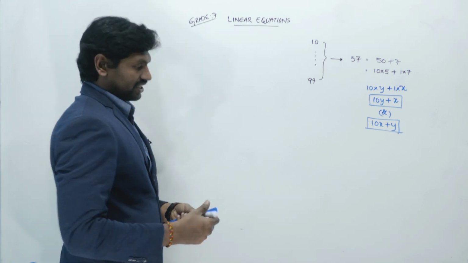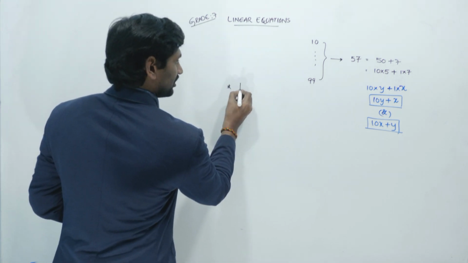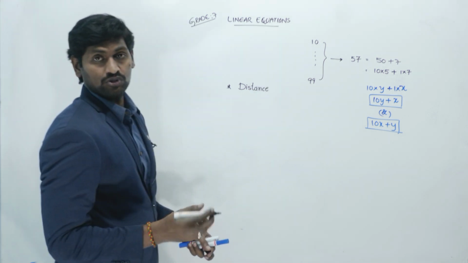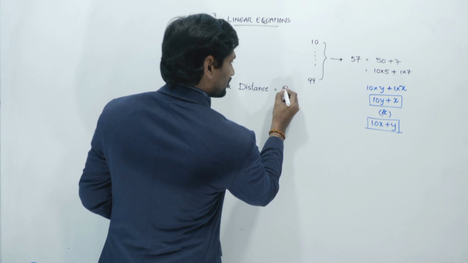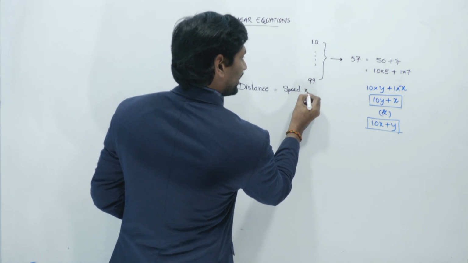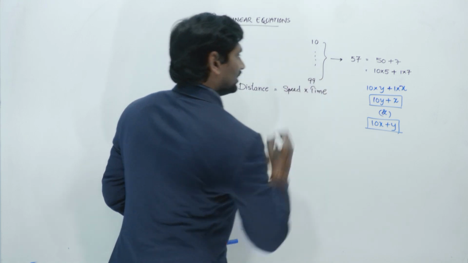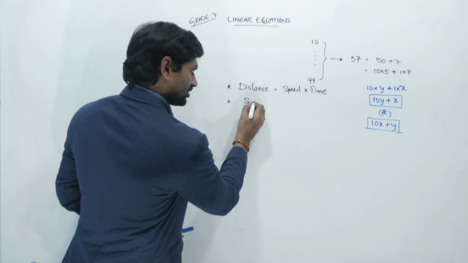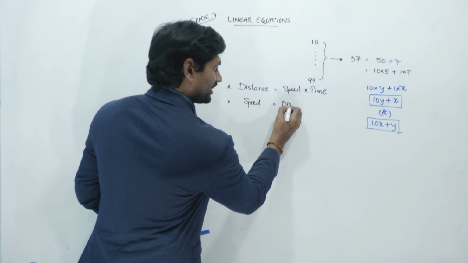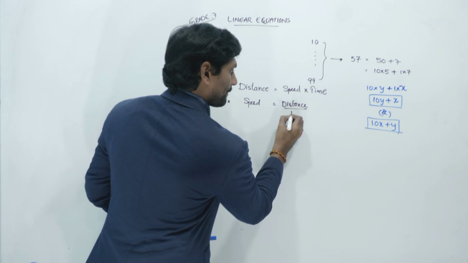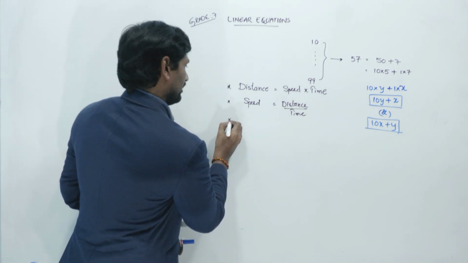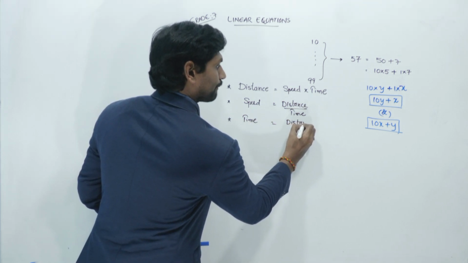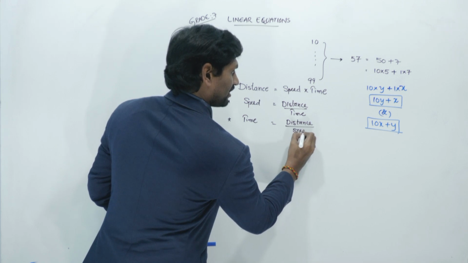Now coming to the basic formulas, like the distance formula. This also plays a very important role in solving these equations. Distance equals speed into time, speed equals distance by time, and time equals distance by speed. These are very important formulas.